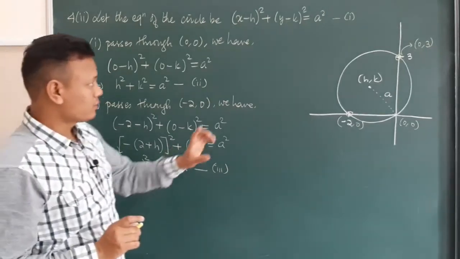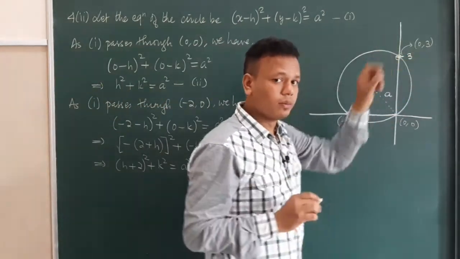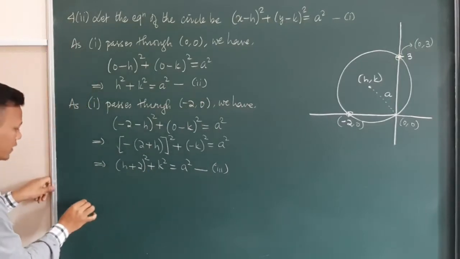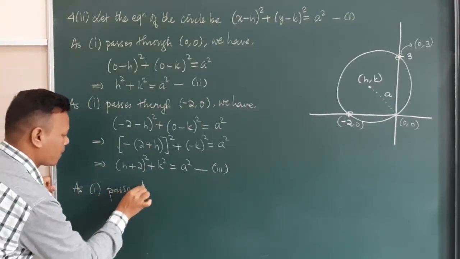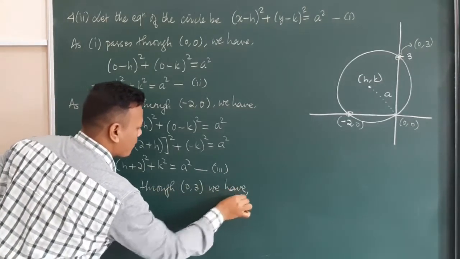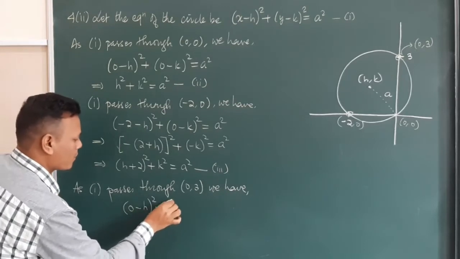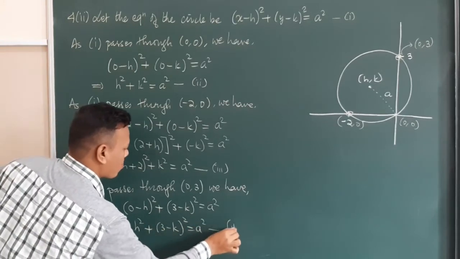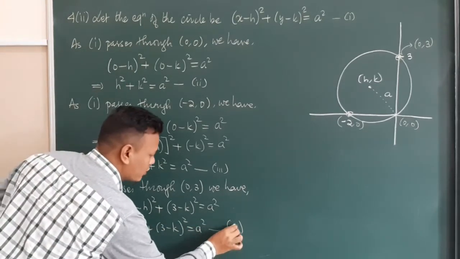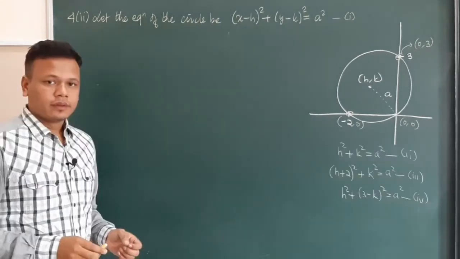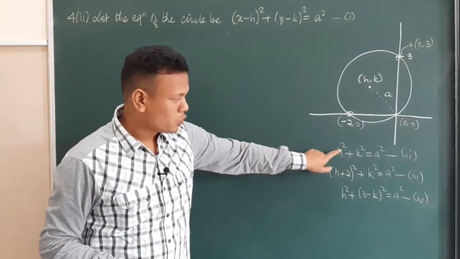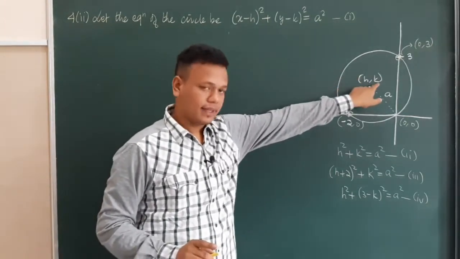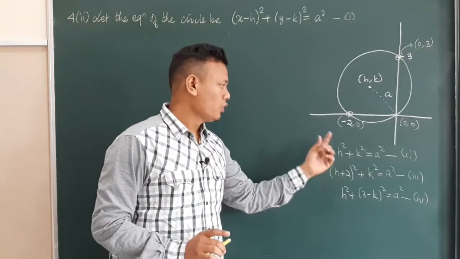Alright. Now next is, the very same circle also passes through 0 comma 3. Okay, so in the same manner, as 1 passes through 0 comma 3, you will write that as, okay, so let me call this equation 4 in the same manner. Now, so we have got 2, 3 and 4. Now let's make use of these three equations in order to find h comma k, that is the center, and the radius.